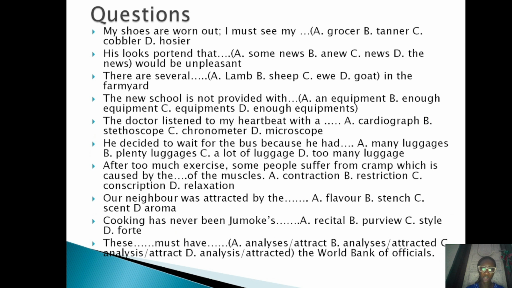The doctor listened to my heartbeat with a dash. A, cardiograph. B, stethoscope. C, chronometer. D, microscope. The correct option is option B, stethoscope. That's what doctors use to listen to heartbeats. The next question.